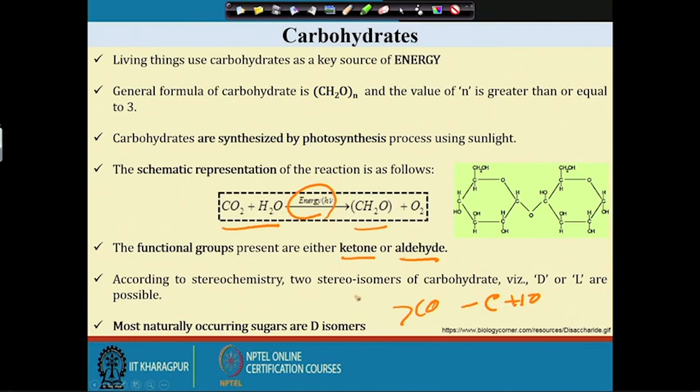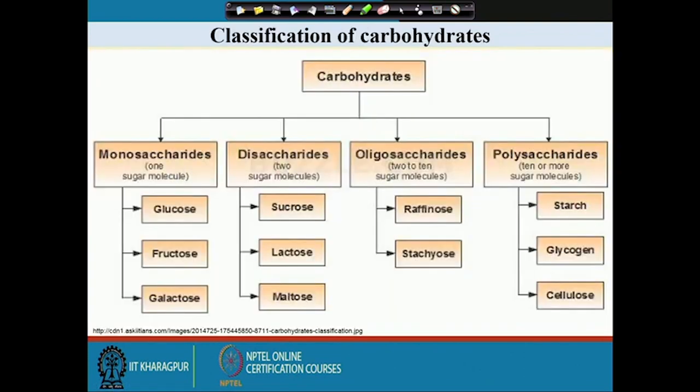According to stereochemistry, two stereoisomers of carbohydrates are present, both D form and L form. Usually in most natural sugars, we have only the D forms. Now, carbohydrate may be available in different forms. One is monosaccharide. Monosaccharide, I explained, comprises one unit, that is C6H12O6. Fructose is also the same as glucose, and galactose also has one monomer unit.